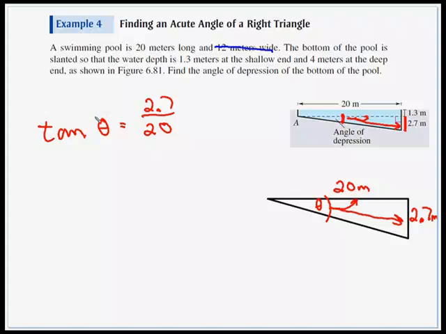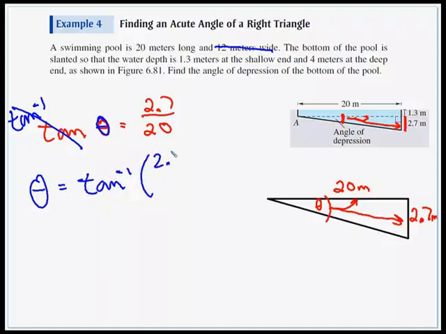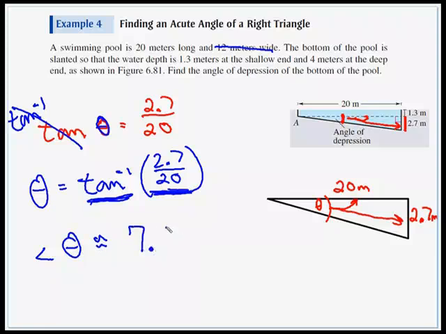Remember, we want to get theta by itself. How do we get rid of tangent? We use tan inverse. Tan and tan inverse will cancel each other out. So we have theta equals the tan inverse of this fraction, 2.7 divided by 20. So on your calculator, divide the fraction, 2.7 divided by 20, you'll get a decimal. Take that decimal and perform the tan inverse operation. And we're going to get angle theta is approximately 7.69 degrees.